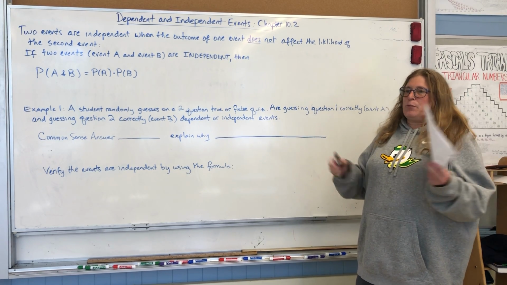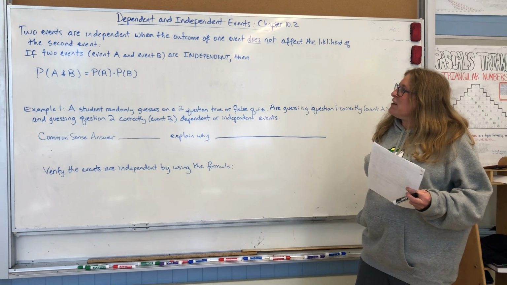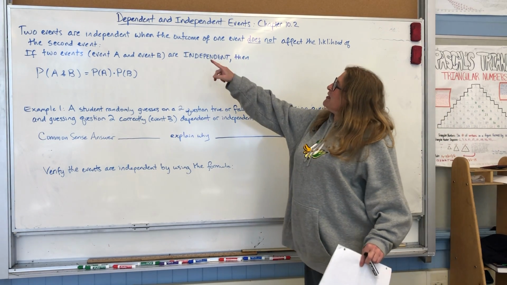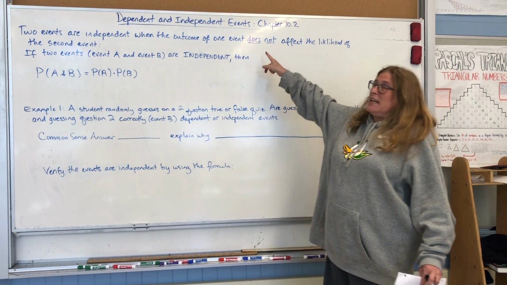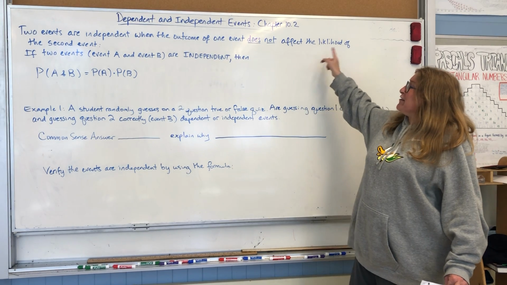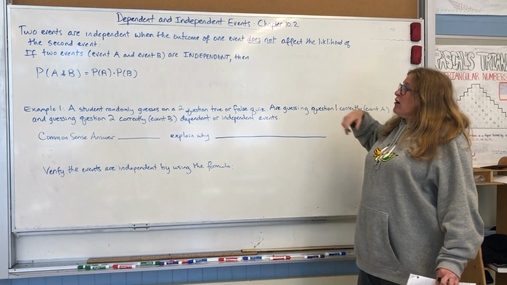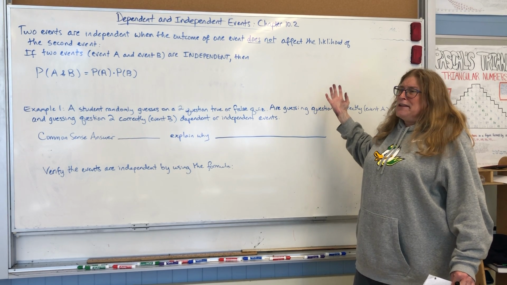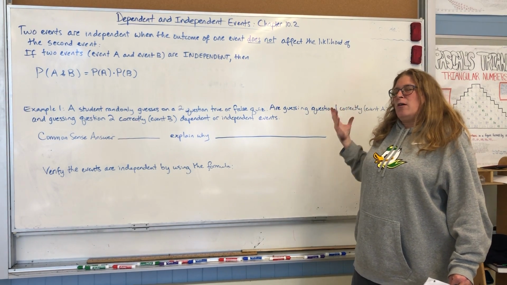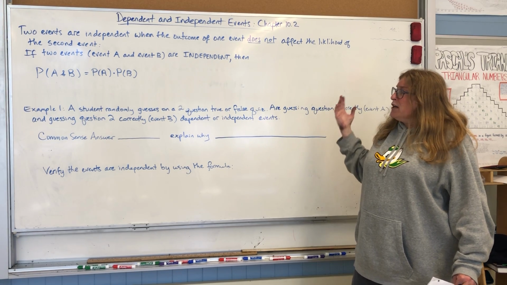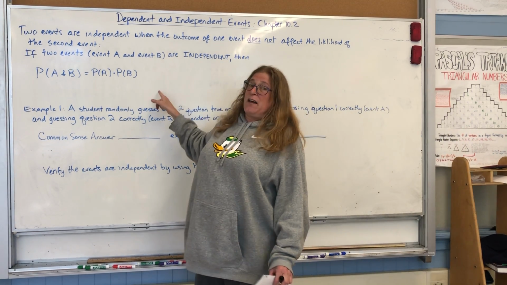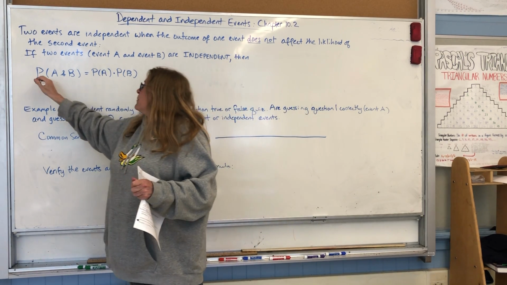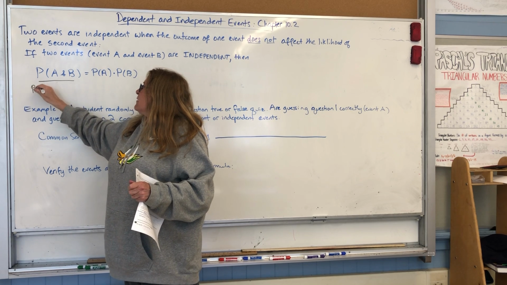So let's start with the simpler possibility, and that's that the events are independent. And what do we mean by that? We mean the events are independent when the outcome of one event does not affect the likelihood of the second event. So some of our answers here are going to be common sense answers, right? So we're going to find our common sense answer, and then we're going to use this little formula here to verify that our common sense works. So probability of A and B is the probability that both events occur.